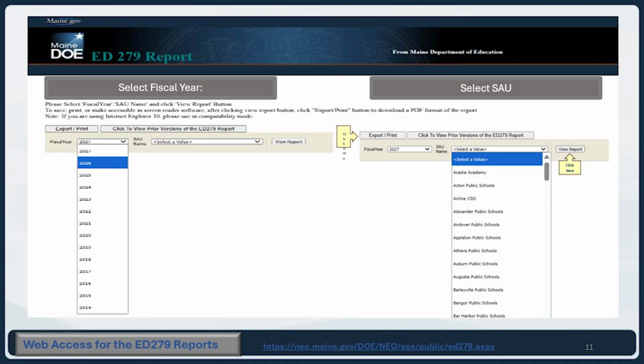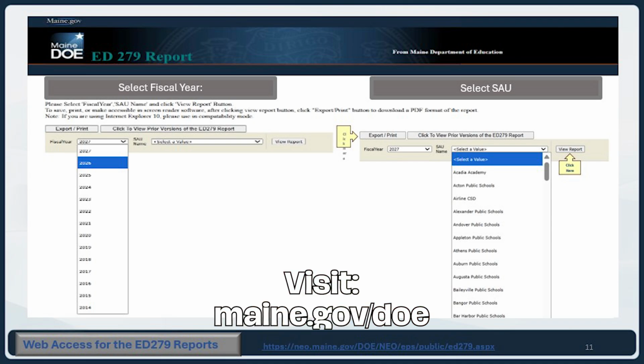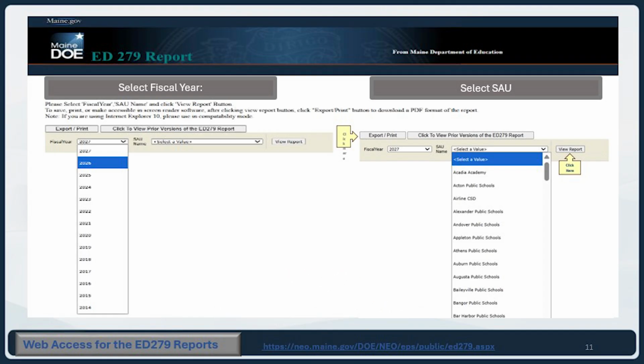Those are publicly available. Anybody can go on to the DOE website and the report page. You can look up all these years. You can look up anybody's SAU, and you can see that ED 279 report. So now I'm going to go through that report step by step to show you how the EPS formula is actually calculated, showing up on your report that you receive.